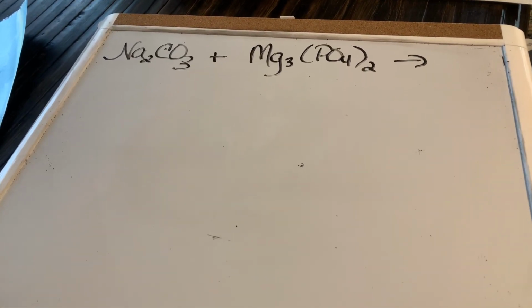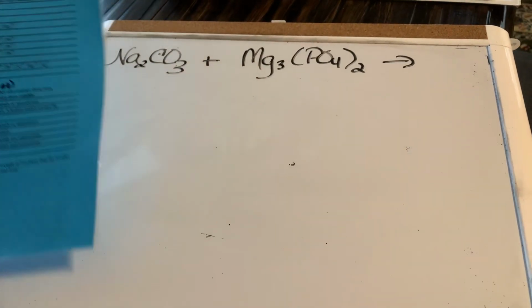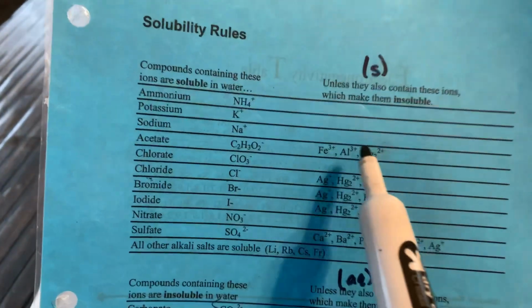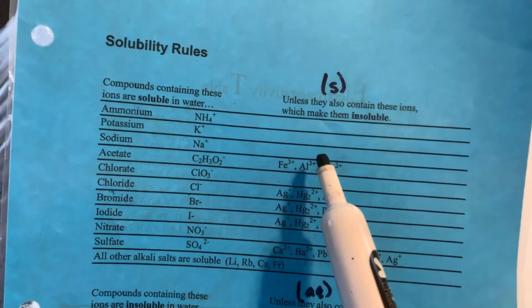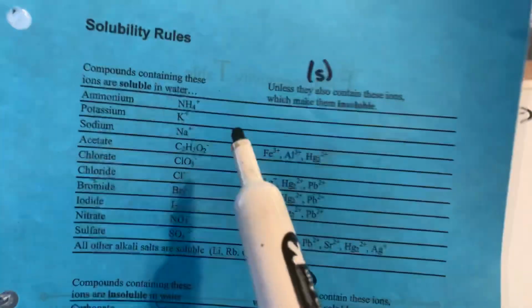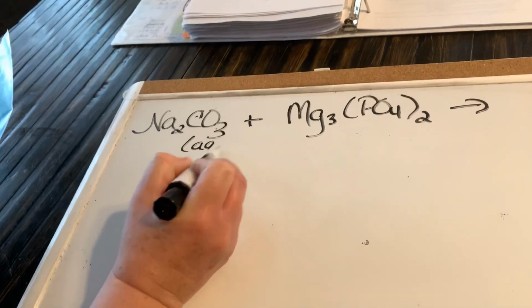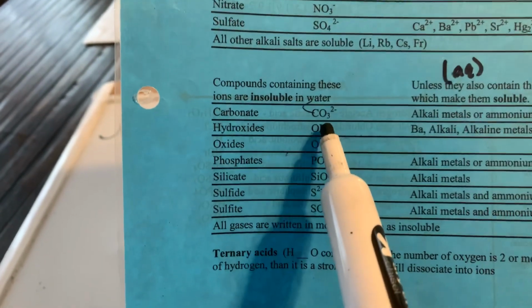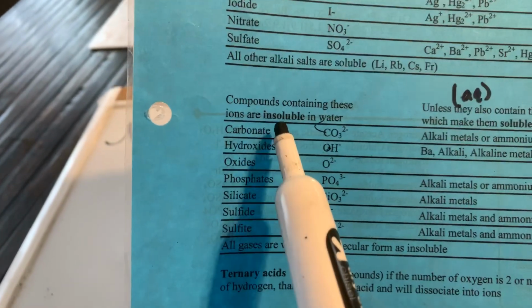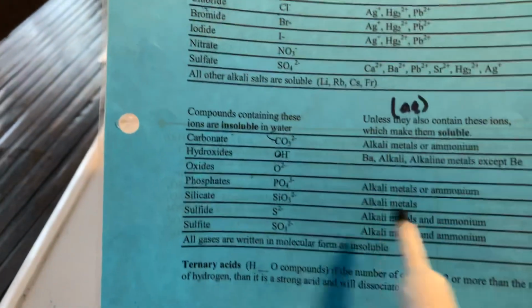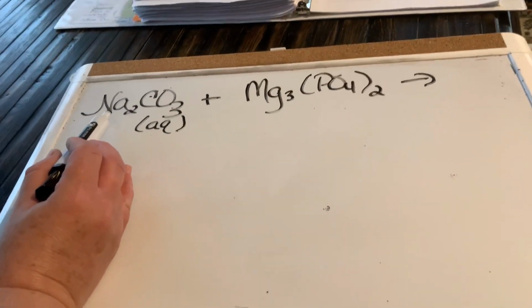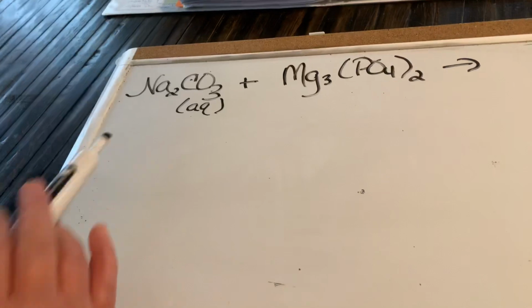Okay, so when you switch partners on this, or actually when you're just looking at this, you could look at Na here because Na is on the top, right? And we said Na doesn't have any exceptions, so there's nothing that makes it a solid. So this is obviously aqueous. But you could have looked down here. Carbonate is right there. Now, these ones are insoluble unless they're with these things. Alkali metals or ammonium make them soluble. Na is an alkali metal, okay? So that is why that's soluble.